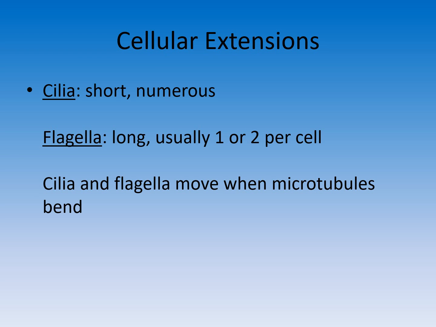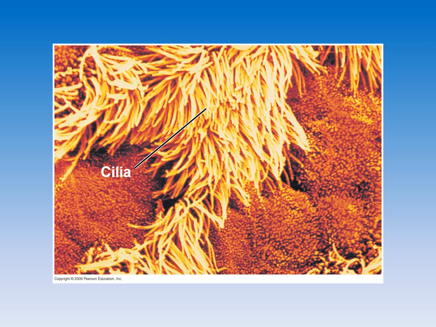Now, some cells, not all, but some cells will have extensions. And they can be a couple of different types. They can be cilia or they can be flagella. Cilia tend to be short and very numerous. Flagella are much longer, and it's usually only 1 or 2 per cell. And microtubules are going to help them with movement. So these are extending out from the cell.